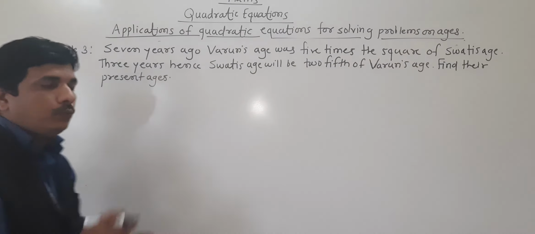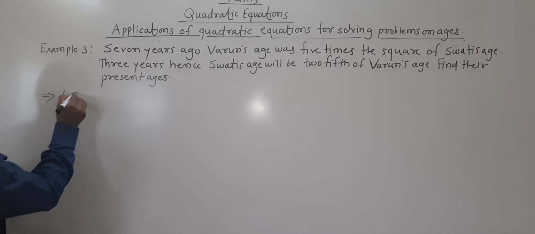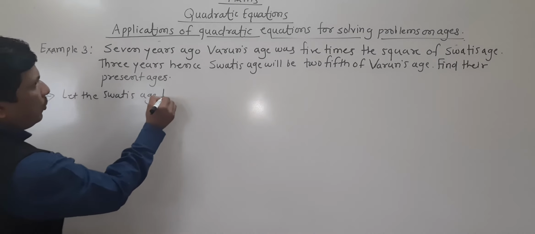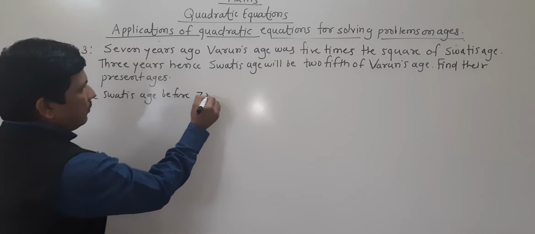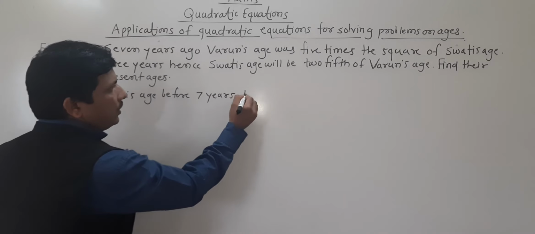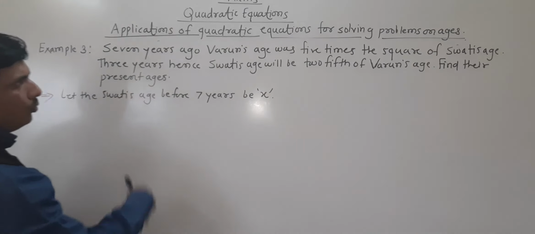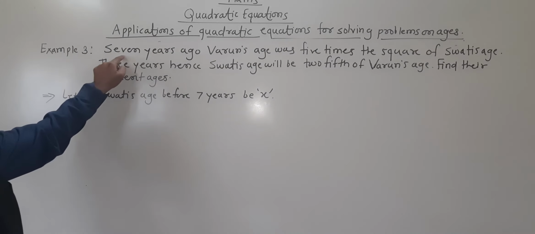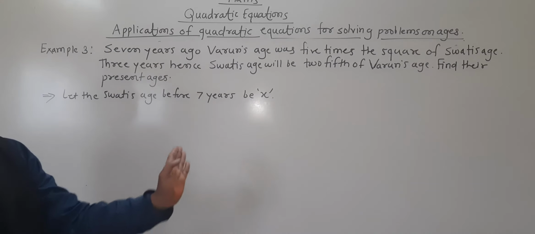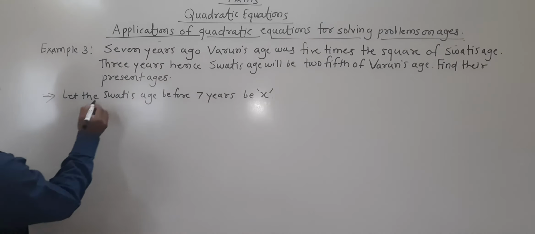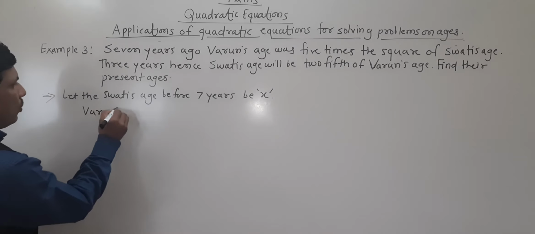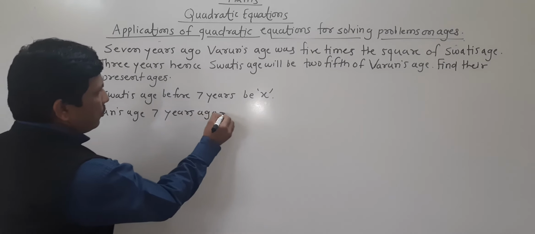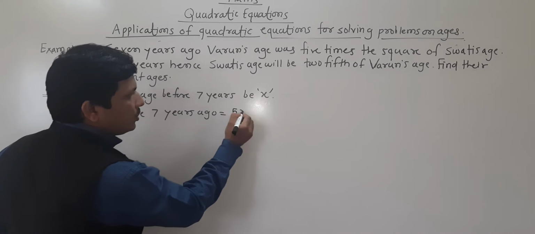Thinking about 7 years before. Okay, so what we will do here, let Swati's age before 7 years be x. Okay, 7 years ago her age was x, Swati's age is x. Now 7 years ago Varun's age was 5 times the square of Swati's age. So what is Varun's age? Varun's age 7 years ago. It depends on this. So 5 times the square of Swati's age.